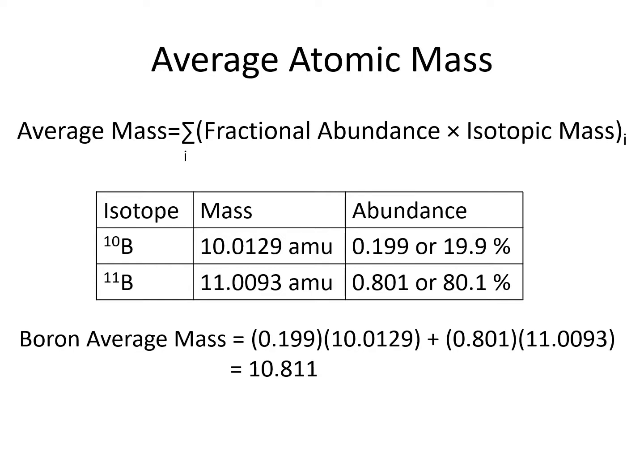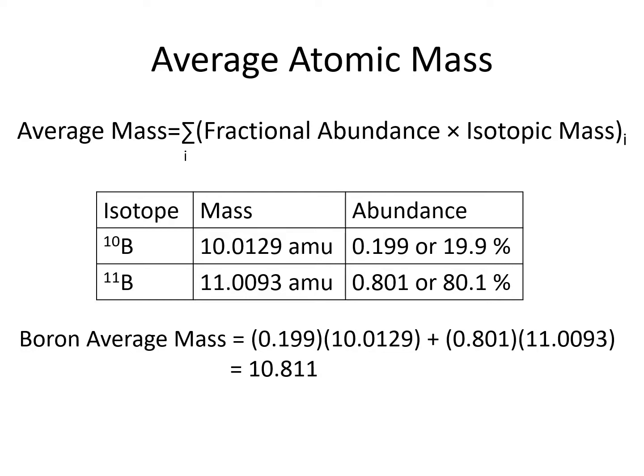Those fractional abundances will tell us how much weight to place on each of our masses in our weighted average. The one that's more abundant will count for more in our average, and the one that is less abundant will count for less. We take the abundance of boron 10 in decimal form and multiply it by the mass of boron 10. Then we take the abundance of boron 11 in decimal form and multiply by the mass of boron 11. And then we add the results to get the average atomic mass of boron. We come out with 10.811, which is the number listed in the square for boron on the periodic table.